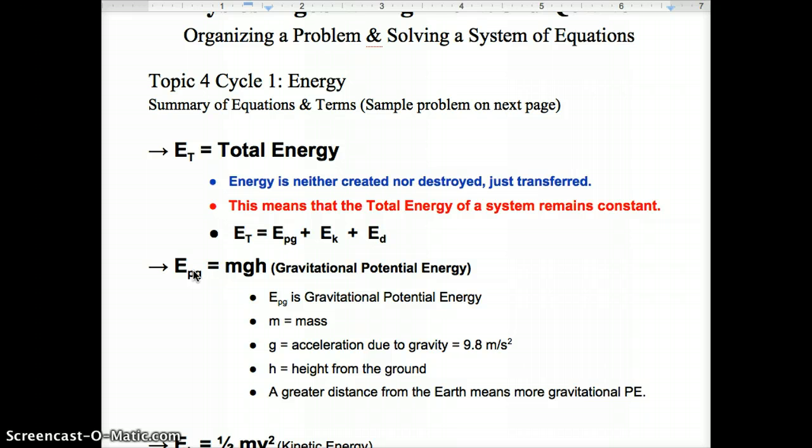And as you let go of something and it falls towards the Earth, as its velocity increases going down, then its kinetic energy goes up and the potential gravitational goes down. But that means the total energy in the system remains the same. Let's look at what kinetic energy is.